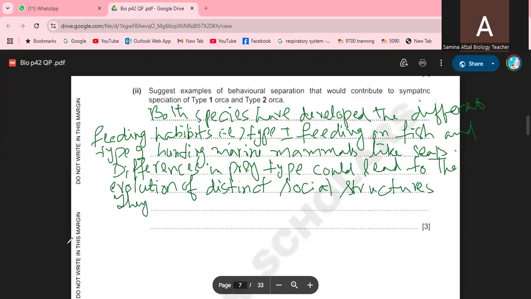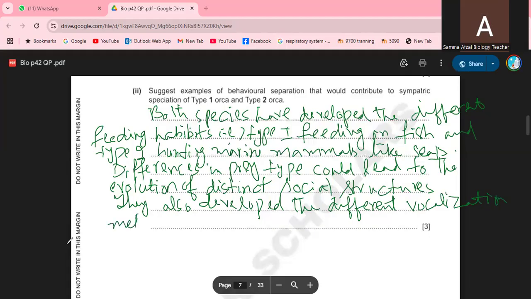So they also developed different vocalization methods for communication.